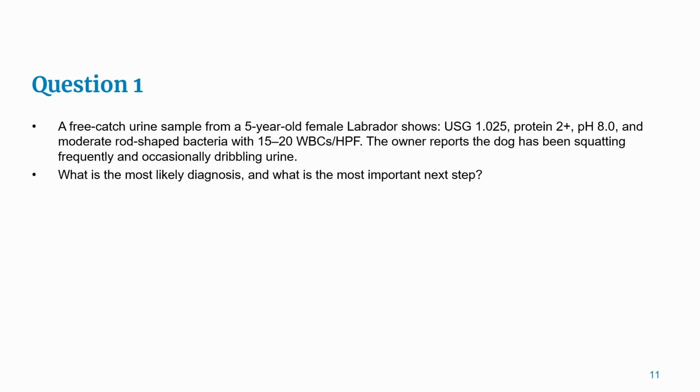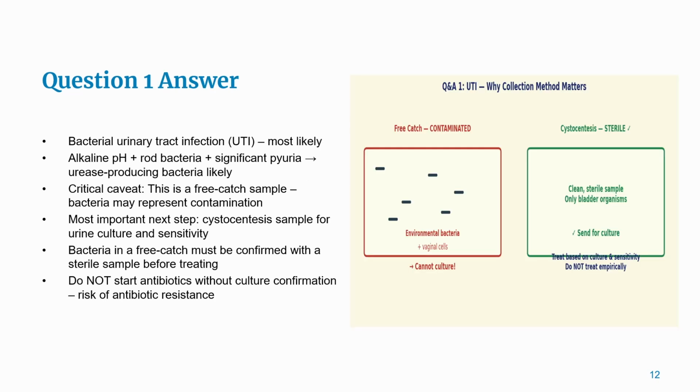Question 1. Female dog with urinary signs and the urinalysis shows protein, alkaline pH, rods, and lots of white blood cells. What's going on? And given how this sample was collected, what needs to happen next? Clinical picture absolutely fits a UTI. Urinary signs, pyuria, bacteriuria, alkaline urine suggesting urease-producing bacteria like Staphylococcus or Proteus.